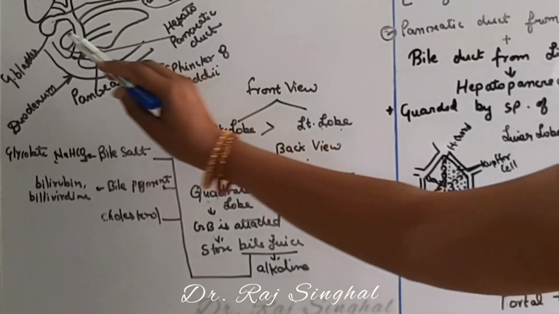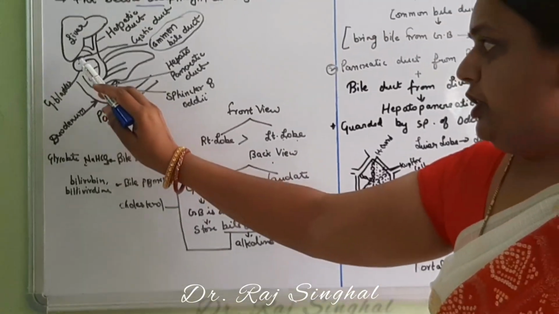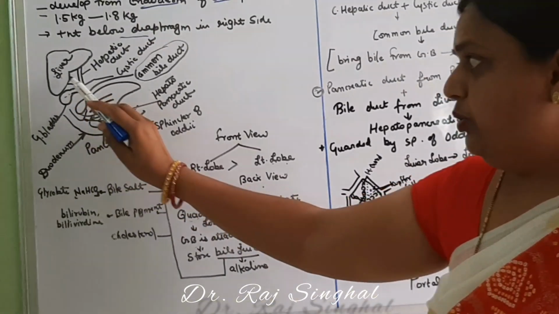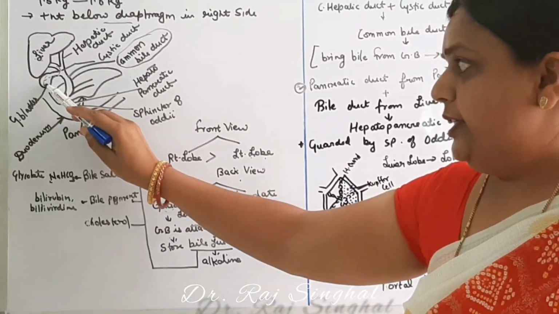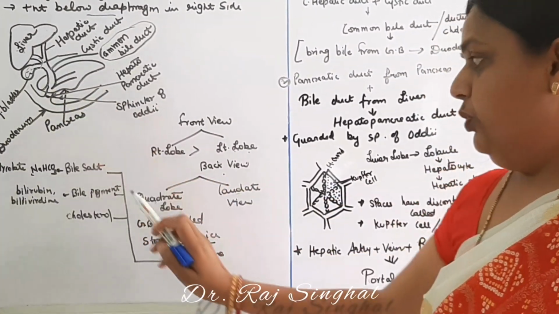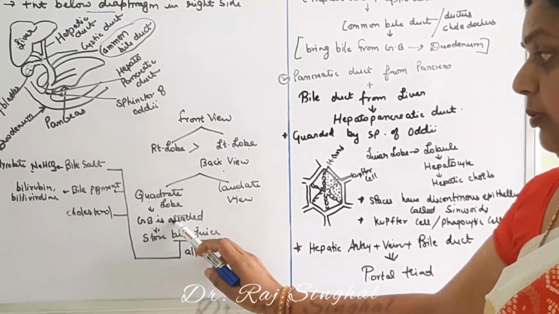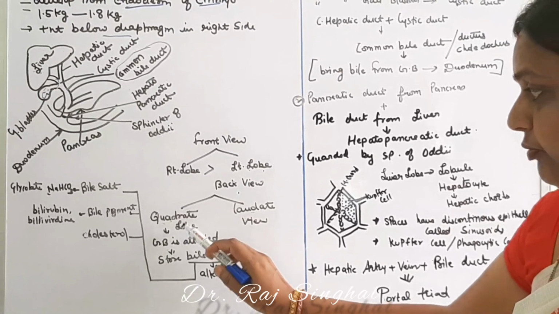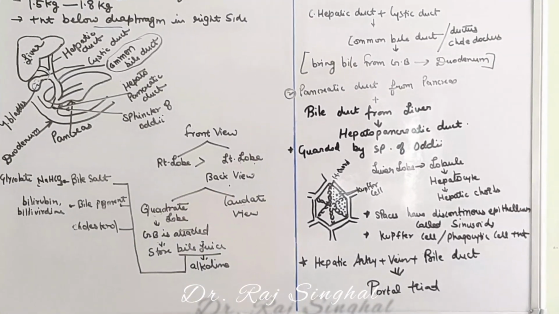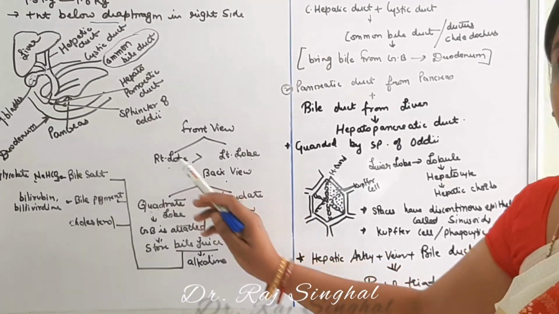This gallbladder is a small organ which stores the bile juice produced in the liver. The liver produces the bile juice, which is stored in the sac-like structure known as the gallbladder. The gallbladder is actually attached to the quadrate lobe, but when seen from the front view, it seems to be attached to the right lobe.